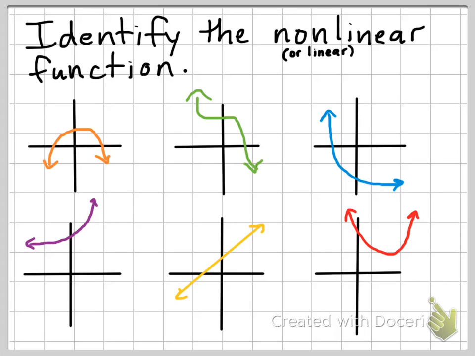Okay, so looking at these 6 graphs, you need to tell me which type of graph this is. I'll give you a second to do that. Alright, so looking at number 1. Number 1 is just like a U shape. It just happens to be upside down this time. So that looks like a quadratic function.